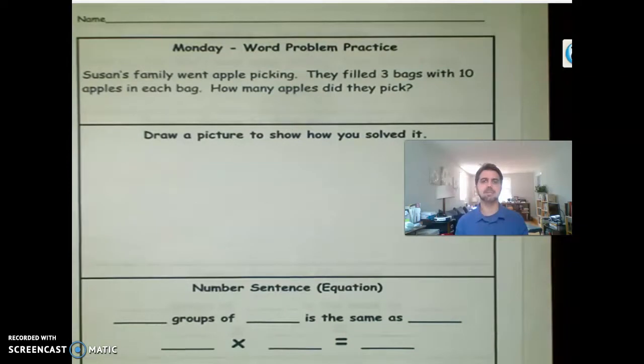Multiplication is really awesome for solving certain types of problems, because it helps you to do it faster, which means more efficiently, and also with accuracy. Okay, so let's take a look.